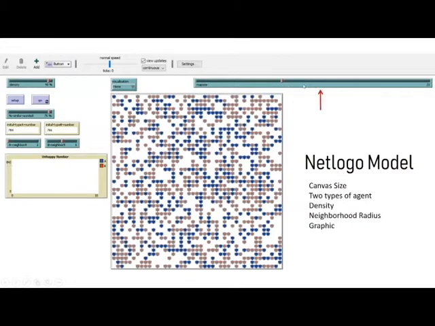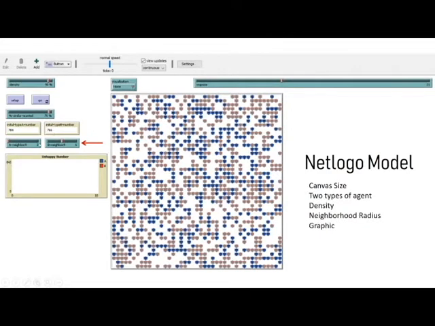The first one is the canvas size. We can control if the simulation is run either on a smaller scale or a larger scale. Second, I added two types of agents, and the number of the initial agents is decided by the overall density and the map size.